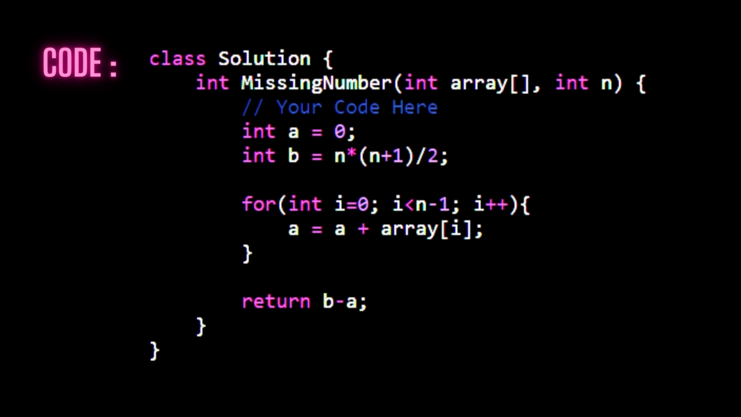Let's jump into the code. Here first we'll assign two integer variables, a equal to 0 and b equal to the sum of n elements with that formula. Then we'll run a for loop where we'll find the sum of all the elements in the array. Then we'll subtract b minus a to get our output. This is quite simple, and this is the solution of this problem.